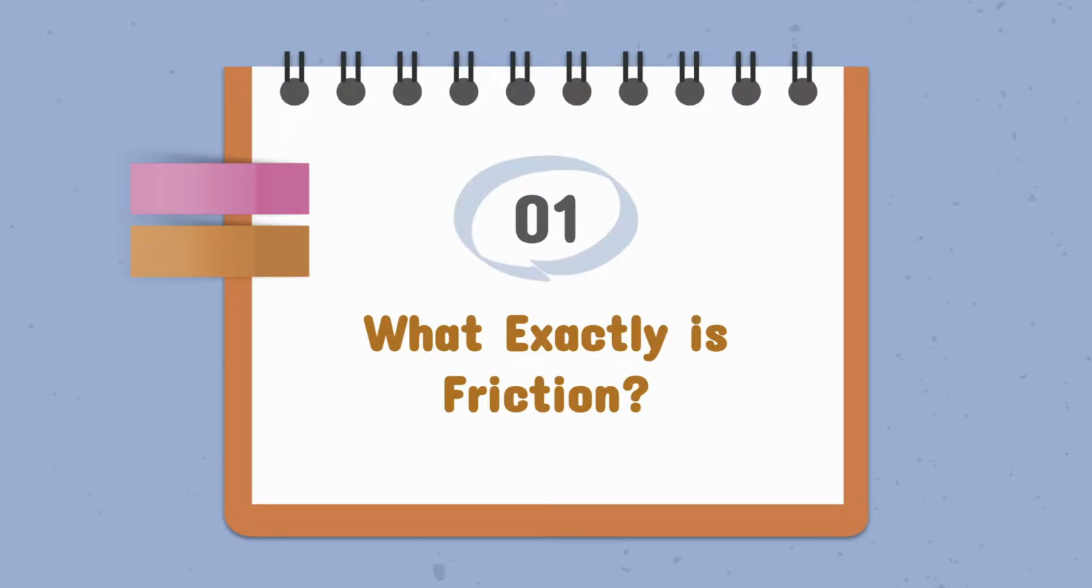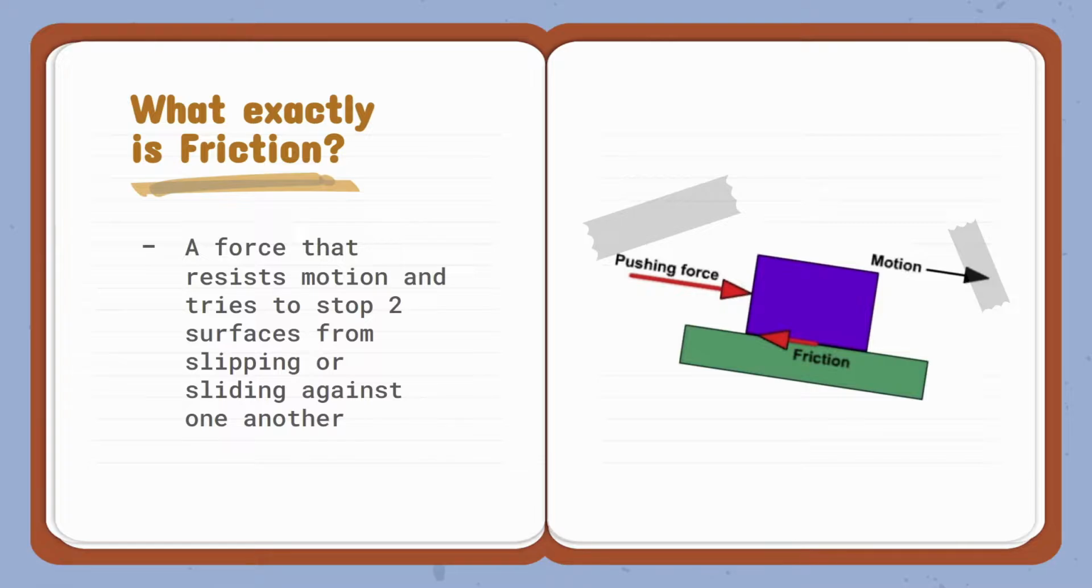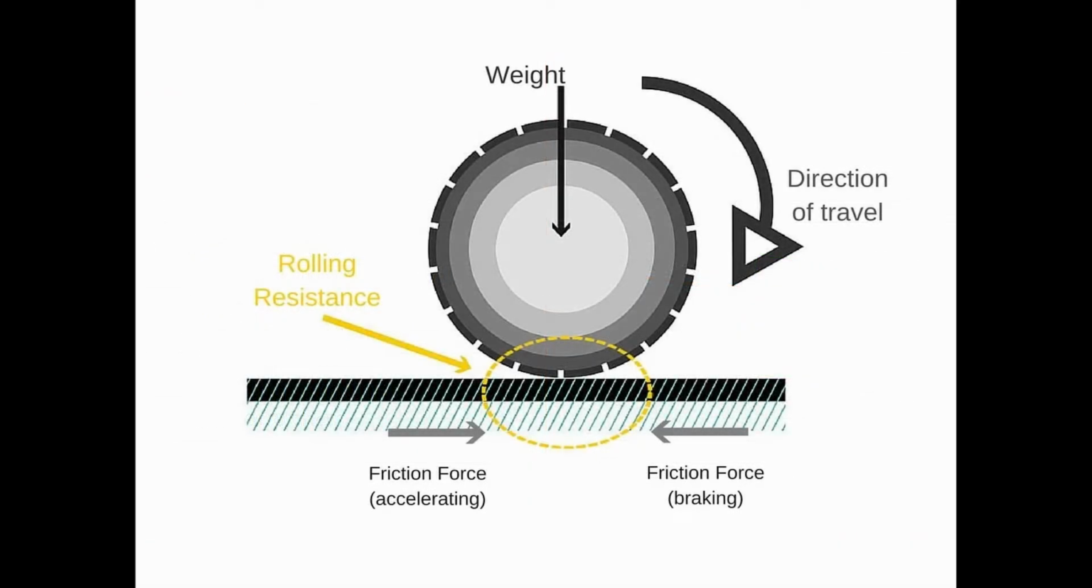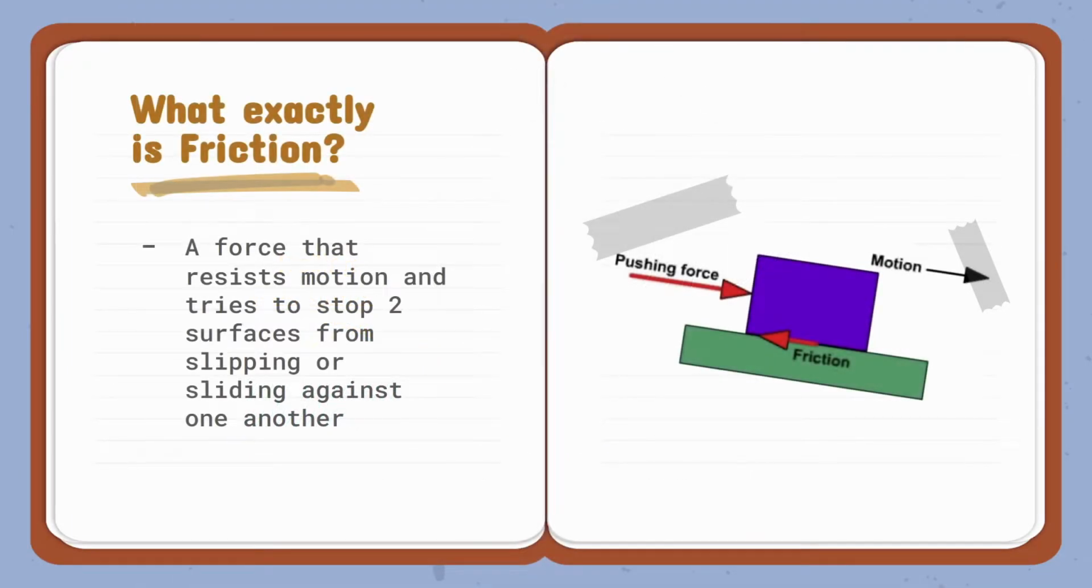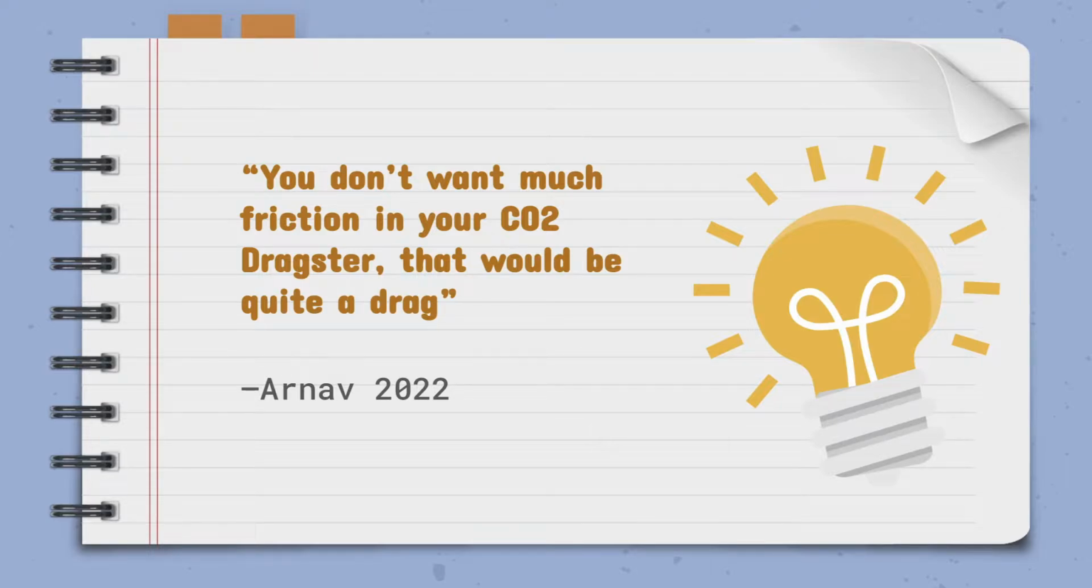What exactly is friction? Friction is a force that resists motion, and it tries to stop two surfaces from slipping or sliding against one another, as you can see in this diagram. Friction comes in two forms, either static friction or kinetic friction. Static friction is what stops an object from sliding down a slope, as you can see over here, and kinetic friction is a force that stops moving objects, and it slows them down to a stop. Kinetic friction is the friction that we'll be applying to our dragsters. Now, you don't want much friction in your CO2 dragsters, because that would be quite the drag.